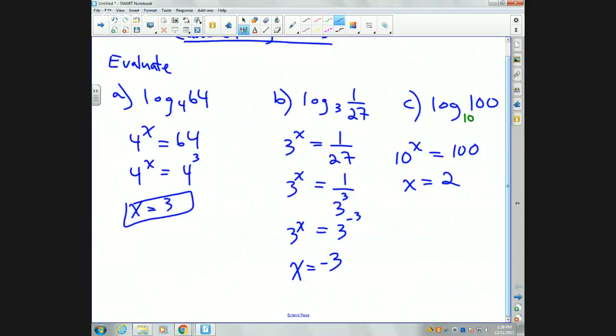Yeah, and that's what your calculator does. On your calculator, there's a log button. All of the work that the calculator does is in base 10. Your calculator cannot do ones with other bases. But that's okay, you'll be able to.